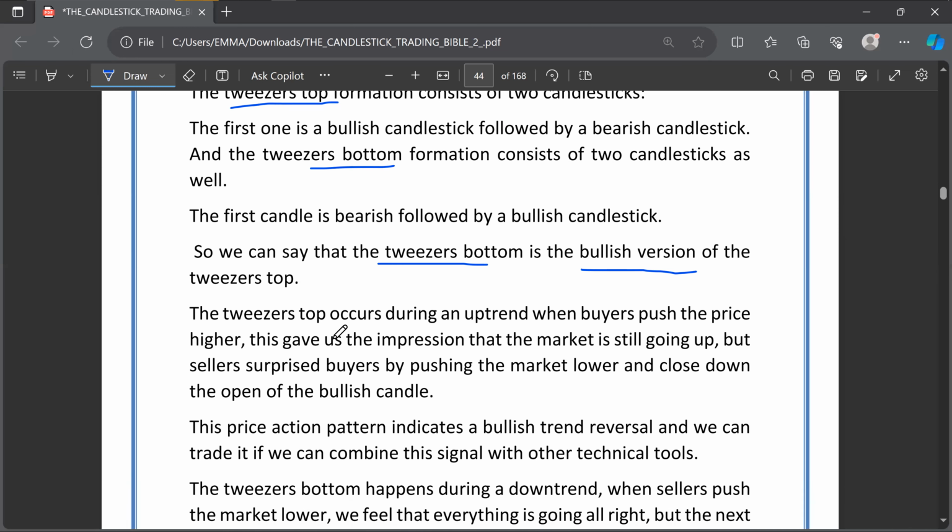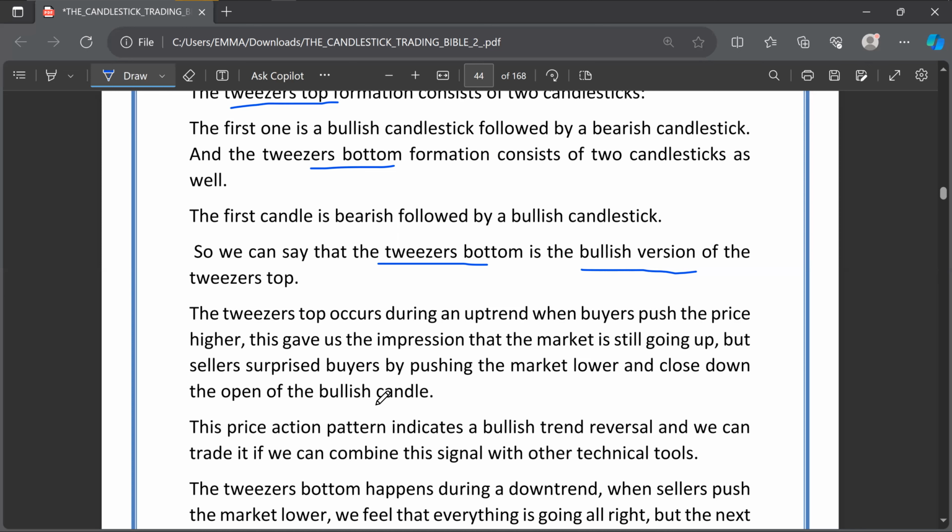Now, the Tweezers top occur during an uptrend, right? They are top, so they occur during an uptrend, when the buyers push the price higher. This gave us the impression that the market is still going up, but sellers surprise buyers by pushing the market lower and close down the opening of the bullish candle, right? So it means that there will be a general uptrend, price going up.